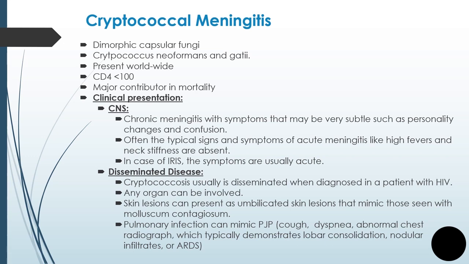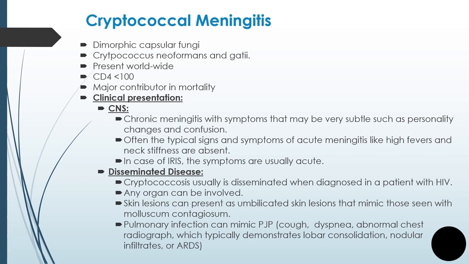Clinically, the patient can present with CNS signs and symptoms or presentations outside the CNS. When the CNS is involved, the patient can present with subtle symptoms like personality changes, confusion, or simple headache, but the spectrum varies and the patient may present with focal deficits, seizures, raised ICP, and space-occupying lesions. Especially in cases of IRIS, the symptoms are usually acute and severe. The typical signs and symptoms of acute meningitis are usually absent.